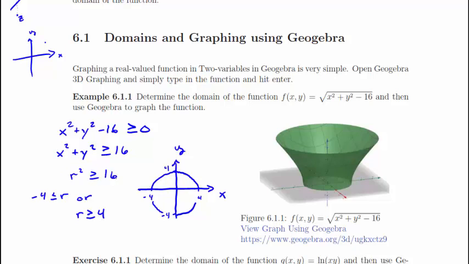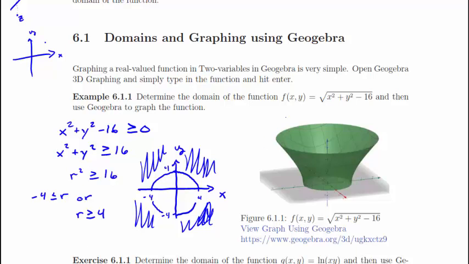So if r squared is greater than or equal to 16, then r needs to be like negative 4, negative 5, negative 5.5, anything less than or equal to negative 4, or r has to be greater than or equal to 4. So 4, 5, 6, 6.2, anything bigger than 4 squared will be bigger than or equal to 16. So as I graph that domain, it gets us outside of the circle. We still get this solid line here. And so here is a picture of that domain.